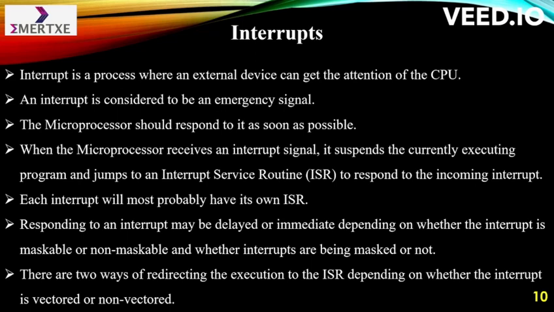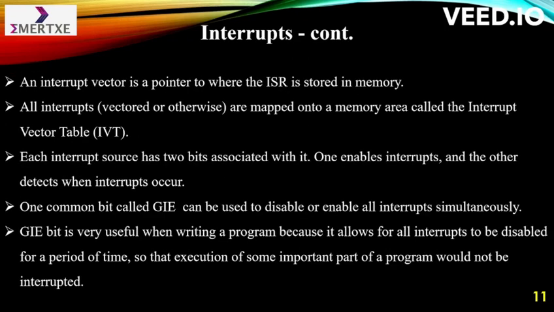There are two ways of redirecting the execution to the ISR, depending on whether the interrupt is vectored or non-vectored. When the interrupt occurs, the memory address stored by the program counter will be stacked and the interrupt will be executed. Once it is executed, the stacked memory address will be popped and the execution continues. An interrupt vector is a pointer to where the ISR is stored in memory. All the interrupts are mapped into a memory area called the interrupt vector table.